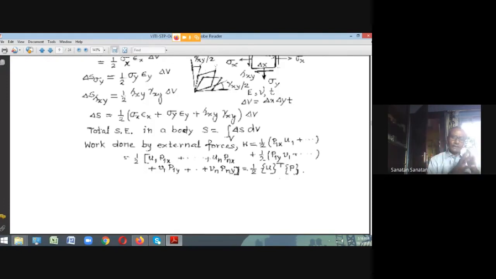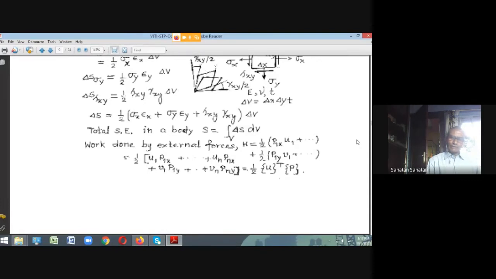So that's the total strain energy in the body. If we have a body of given area or volume, then the total strain energy is given by delta S integrated over the volume. Therefore, that's the strain energy of the whole body. It is represented by S.